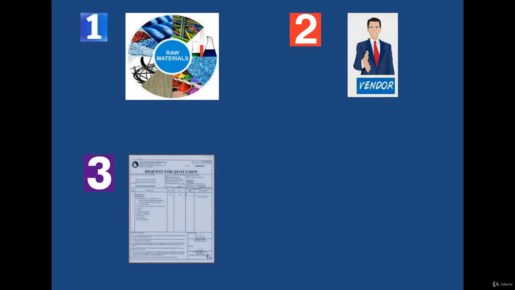Number three, request for quotation. Request for quotation is a document generated by the company in the process of identifying new vendors in the market, approaching them and getting quotations from their side. So request for quotation is an initial document in the P2P cycle process.